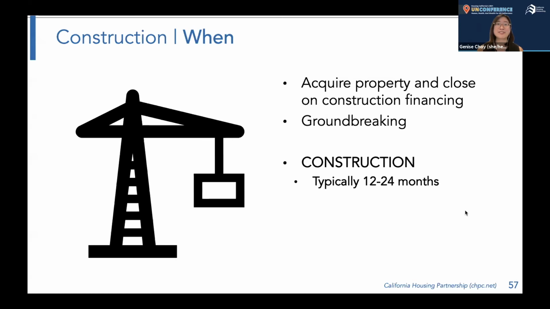During this time, this is when the rubber really hits the road. You get to find out if you allowed enough time for construction, if you budgeted enough money, if you chose a team that can work through problems effectively as they arise. All the planning that you did during pre-development becomes real during this time.